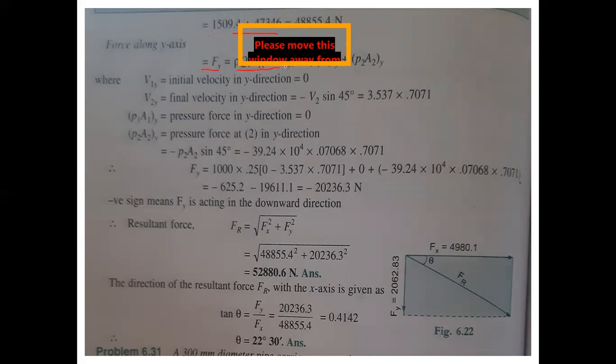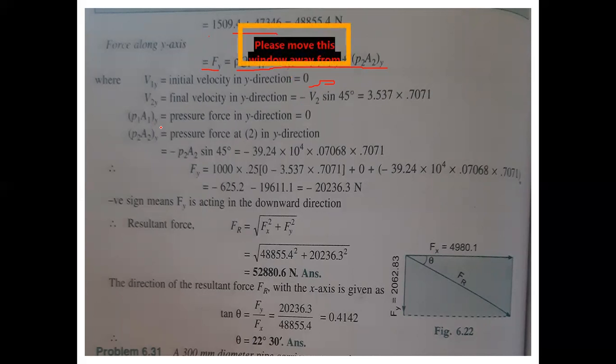Now the same applies for the y-axis. F of y is equals to, this is the formula, right? Now V1y is the initial velocity in y direction. In y direction it is 0. V2y is equals to minus V2 sin 45. So applying the same for all the pipe bend problems. Now minus V2 sin 45. After substituting this, you are getting the value.